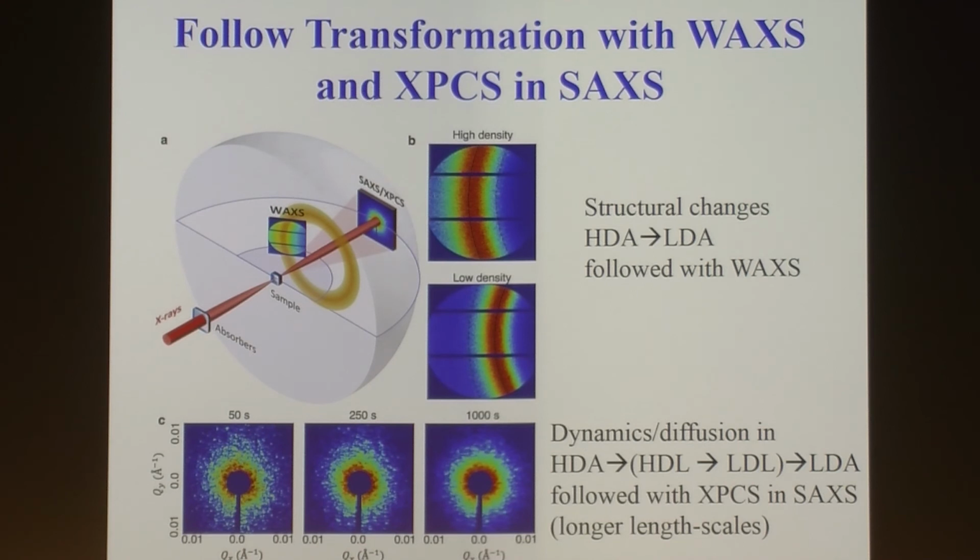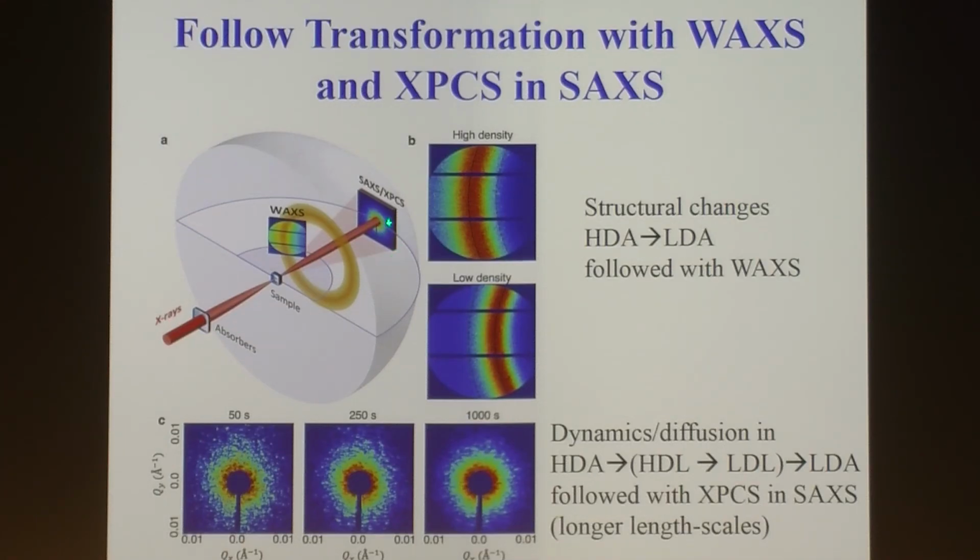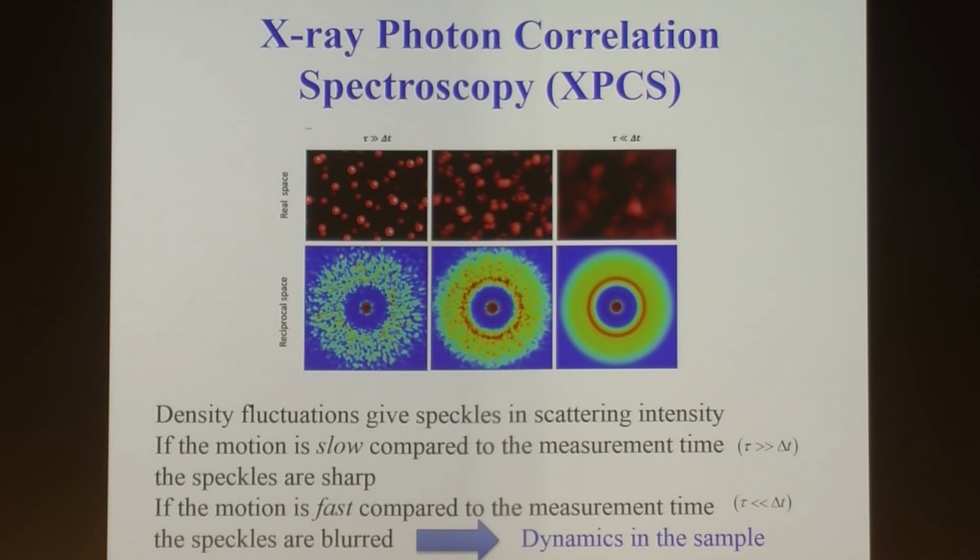So, we're going to follow this now. That's X-ray diffraction, wide-angle X-ray diffraction. With that, we can see shorter distances, and we can see the difference between high-density amorphous and low-density amorphous, because the ring that we see has different diameter. But at the same time we're going to look with small angles, and there we will see larger distances. And we're going to look at dynamics in something called X-ray photon correlation spectroscopy, which I will explain here.